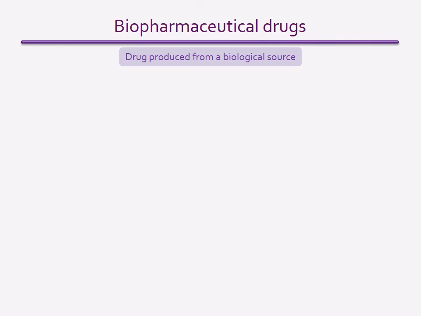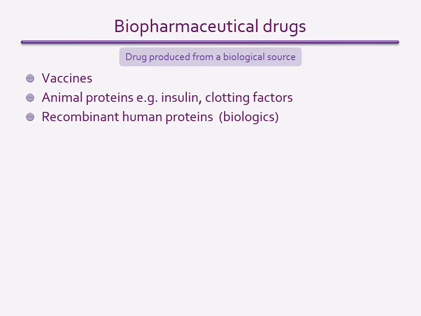The final topic of the lecture is biopharmaceuticals, or drugs that are produced by a biological source. This description covers vaccines and protein drugs that have historically been derived from animals, such as insulin. But what I want to focus on is a new group of biopharmaceuticals known as biologics. These are recombinant human proteins.